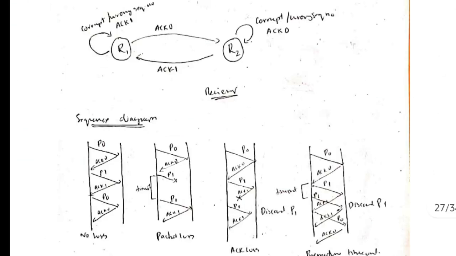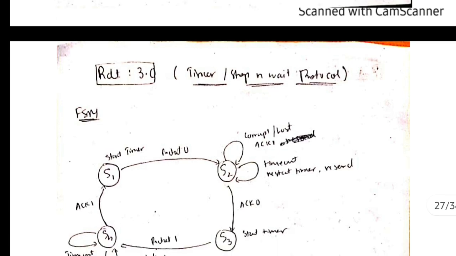Okay, so that's all you have to mention in the RDTs: explain first the FSM and what the characteristics are, and after that the sequence diagram.